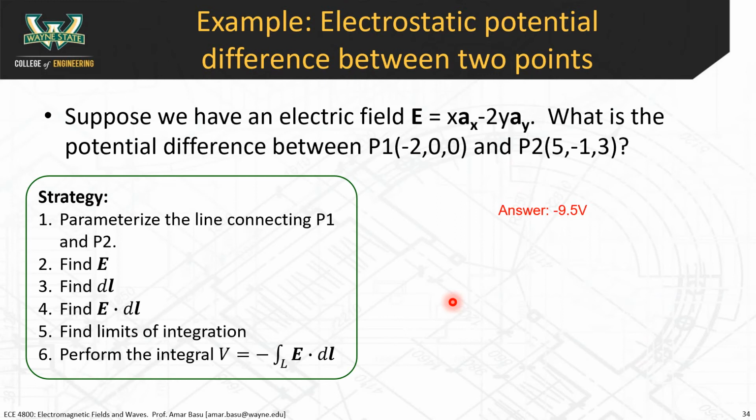All right, so this is a two-dimensional electric field, or it doesn't have a z component, let's put it that way. You can think about it as a three-dimensional field that just doesn't have a z component. And so we're trying to find the potential difference between P1 and P2.